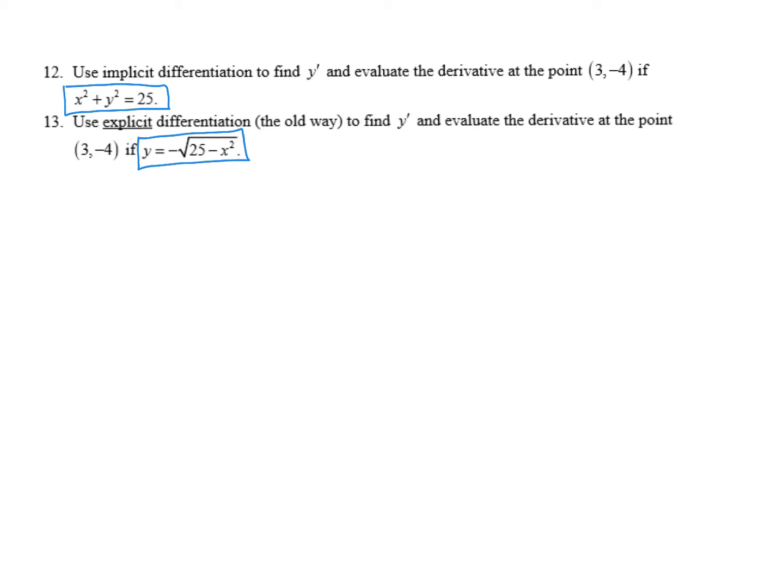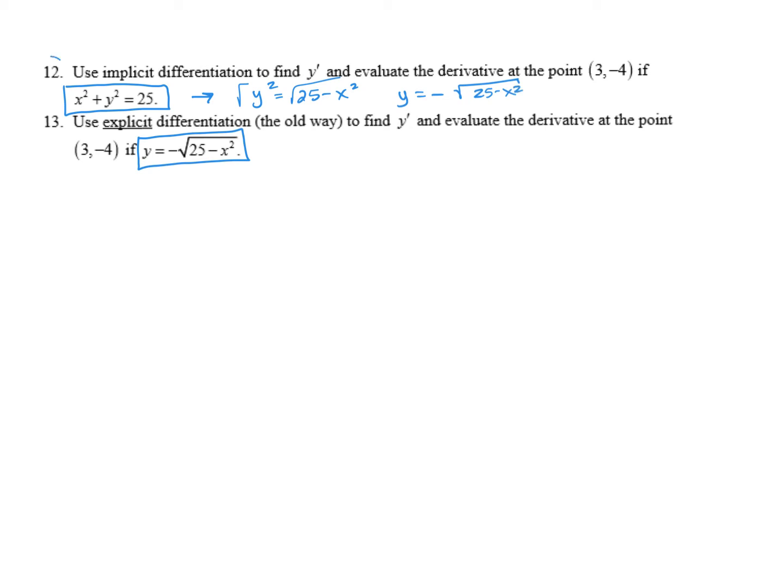So basically, to do that, you would take this equation and you would just have y squared equals 25 minus x squared. And then you would take the square root of both sides, and it's plus or minus. So to keep it a function, we're just using the negative square root of 25 minus x squared.